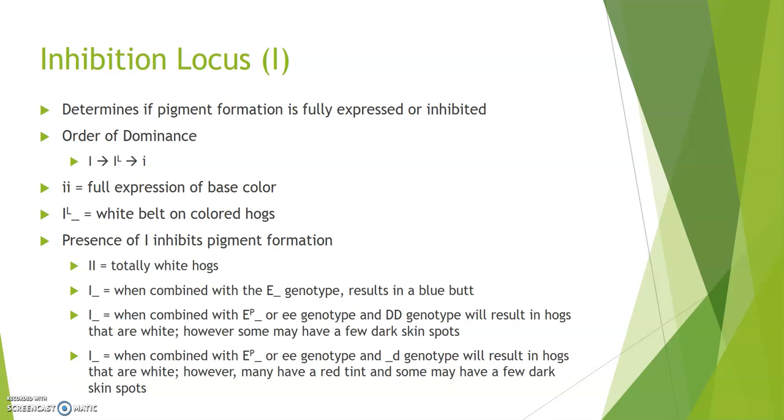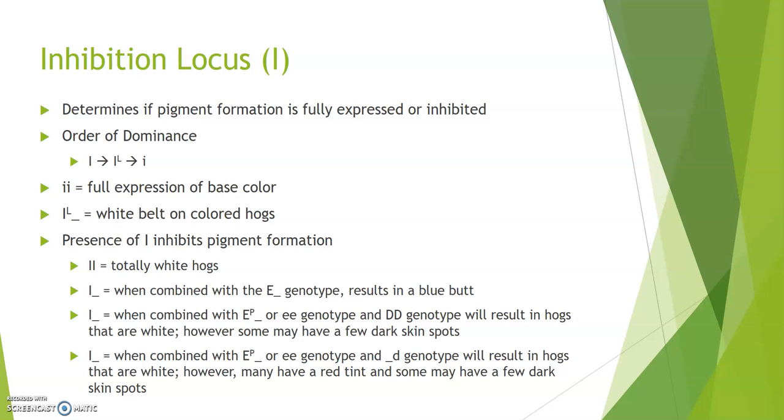Okay, so first of all, sometimes I like to look: if you have a genotype that has 2 little i's, you know that the other 3 loci are going to tell you what the phenotype will be. So 2 little i's means full expression of base color, so you can almost move past that. After that, presence of the I super L allele is going to give a white belt on colored hogs. So basically, if it's I super L, or if it's I super L, little i, either way, it's going to put a belt on them.